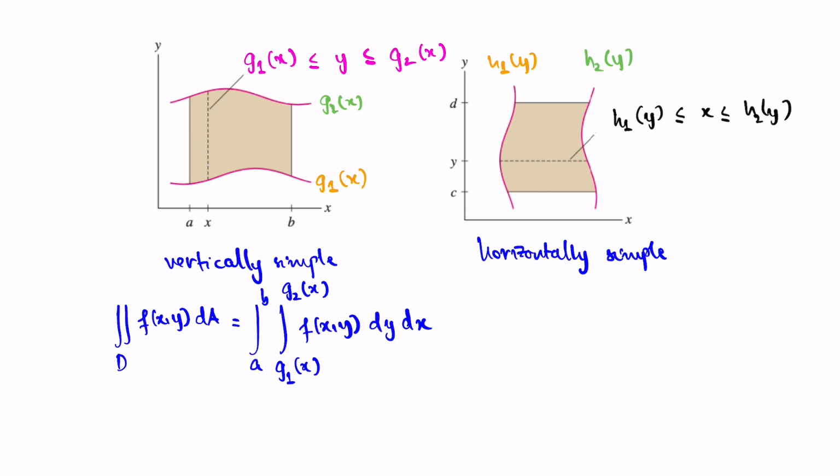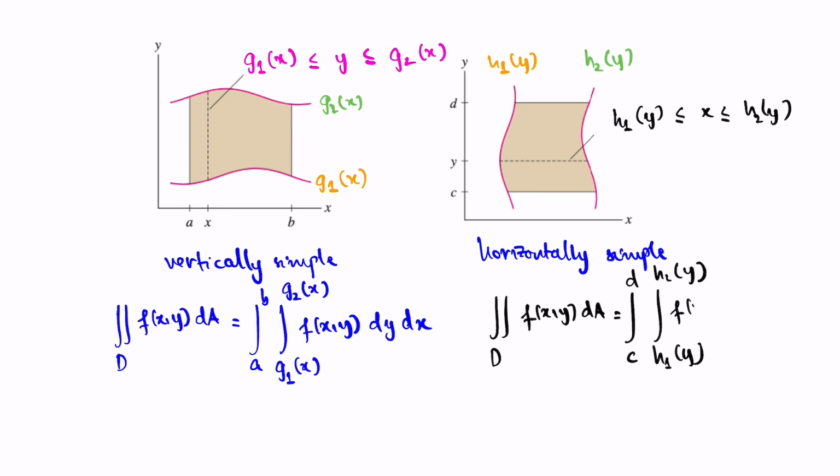On the other hand, for a horizontally simple domain, the double integral of the function f of x, y dA can be written as the integral from c to d, and another integral from h1 of y to h2 of y of the function f of x, y dx dy. In the case of a horizontally simple domain, you put in a horizontal line. One end of the line touches the left function, and the other end touches the right function. This is how you evaluate the double integral where the domain is a region between two graphs.